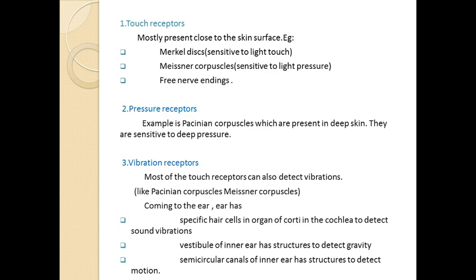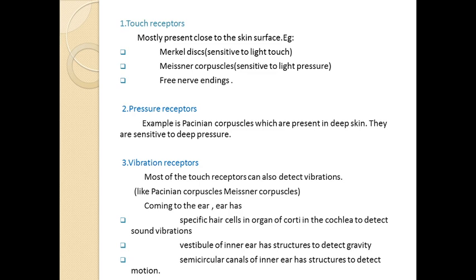Touch receptors. They are mostly present close to the skin surface. There are three main types of touch receptors: Merkel discs that are sensitive to light touch, Meissner's corpuscles that are sensitive to light pressure, and free nerve endings.